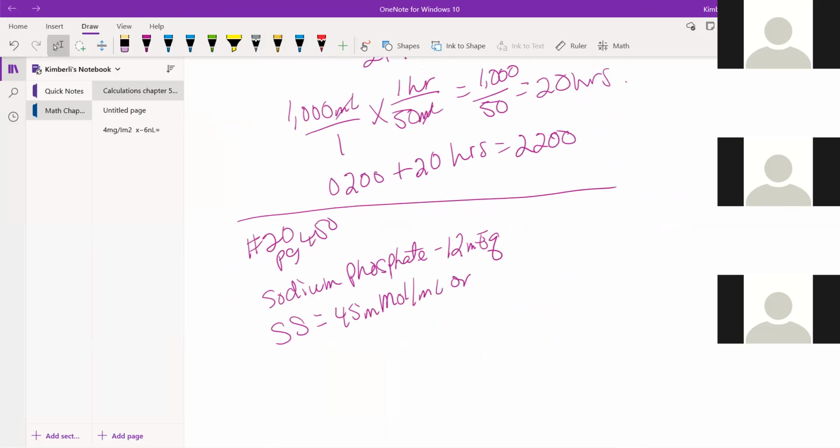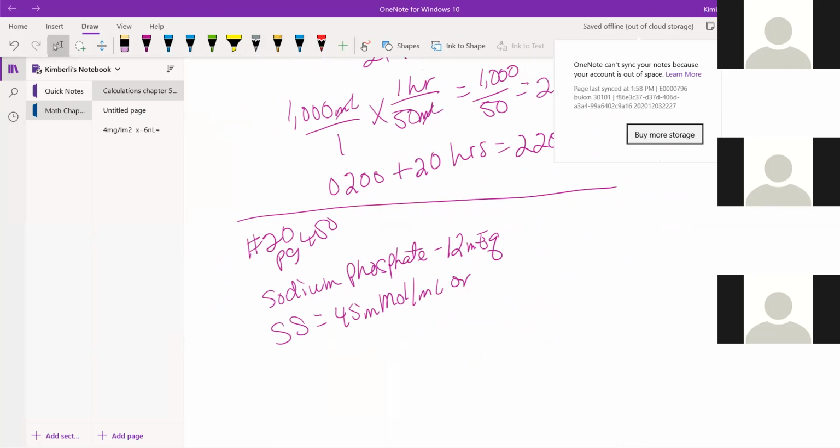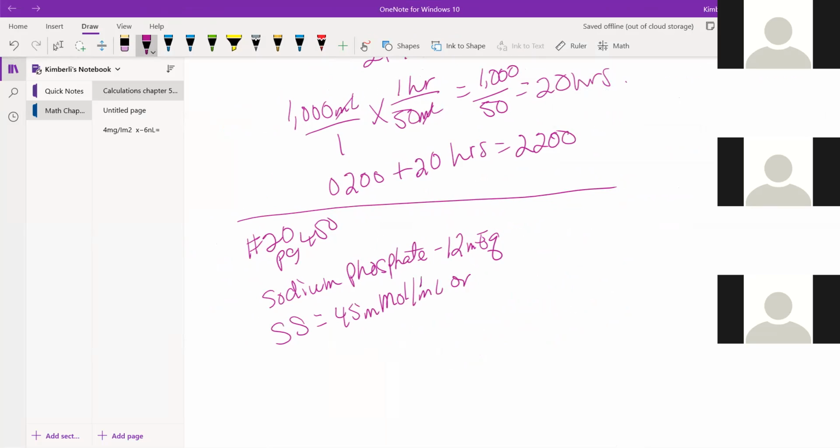Okay, so we either have 45 millimoles in 15 mLs, or 60 milliequivalents in 15 mLs.